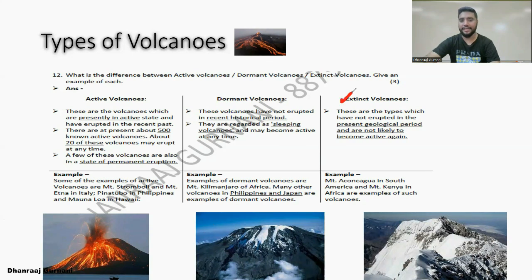And the final category of types of volcanoes are extinct volcanoes. These are those volcanoes which have not erupted in the present geological period and are not likely to become active ever again. Once more, they have not erupted in the present geological period and are not likely to become active again. For example, Mount Aconcagua in South America. Here is a photo of Mount Aconcagua, Mount Kenya in Africa, and so on.